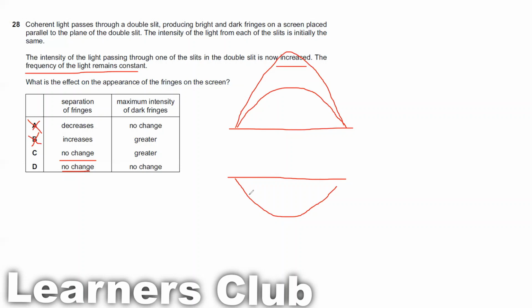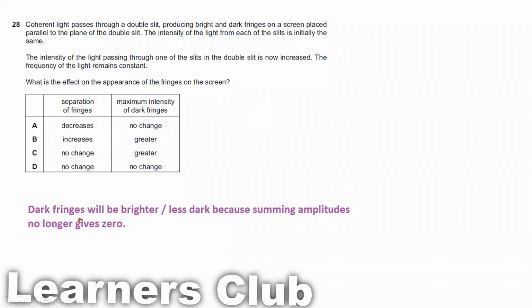So it's not purely a dark fringe. Your dark fringe will become less dark, or you can say your dark fringes have become brighter. So here you can see the maximum intensity of the dark fringe has become less dark or greater brightness. So the answer is option C.